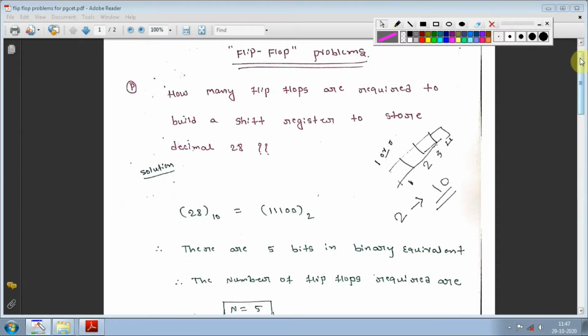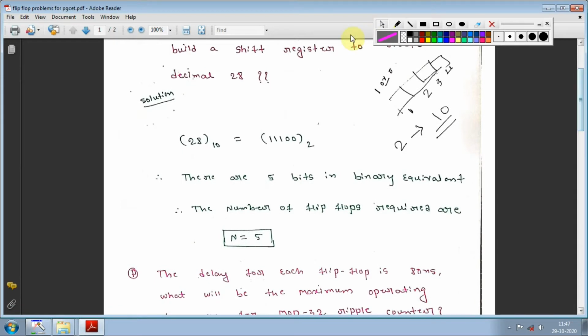I'll just erase these things, and you can see here I have taken 28, which is in decimal form. Then I will convert this decimal 28 into binary. You know how to convert: 2 to the power 0, 2 to the power 1, 2 to the power 2, 2 to the power 3, 2 to the power 4. So 16 plus 8 plus 4 is 28, and the other two I have not used, so I have left them as 0.